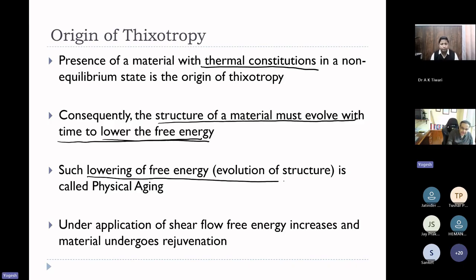Such lowering of free energy is called physical aging. And when shear is applied, free energy increases, and we call that the rejuvenation phenomenon. All right.